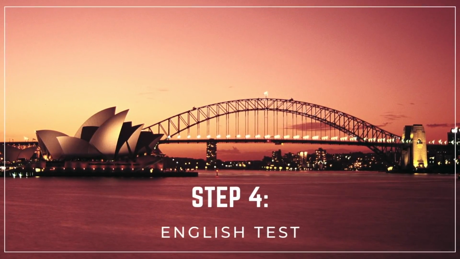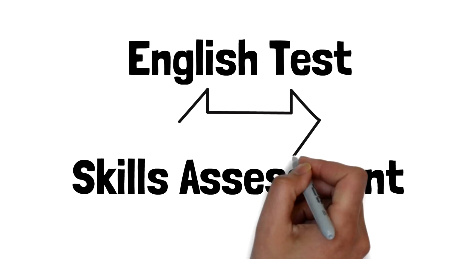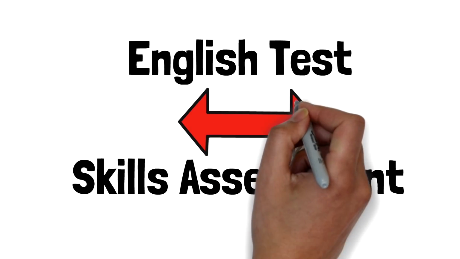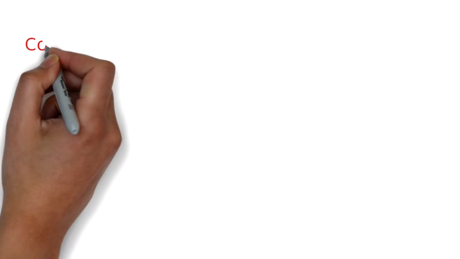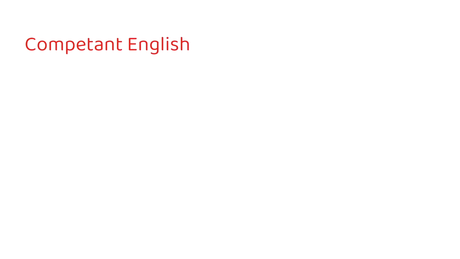Now the step 3 and step 4 can actually go hand in hand. They can go in parallel. So you can get your English test done even before your skill assessment. That does not make any difference. So the basic eligibility criteria is that you should have a competent English. Now, of course, here in Australian PR, we're only talking about one language, that is English. We're not talking about French.